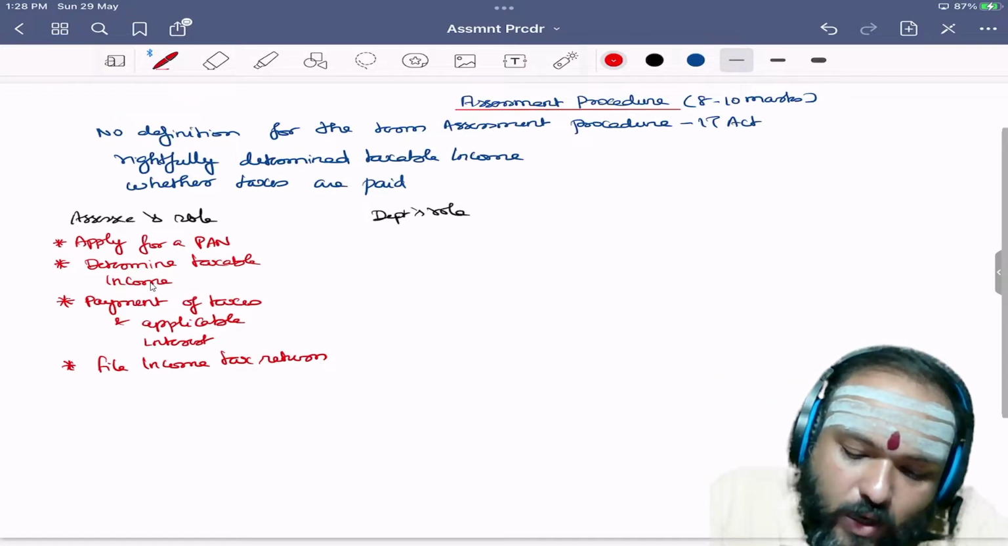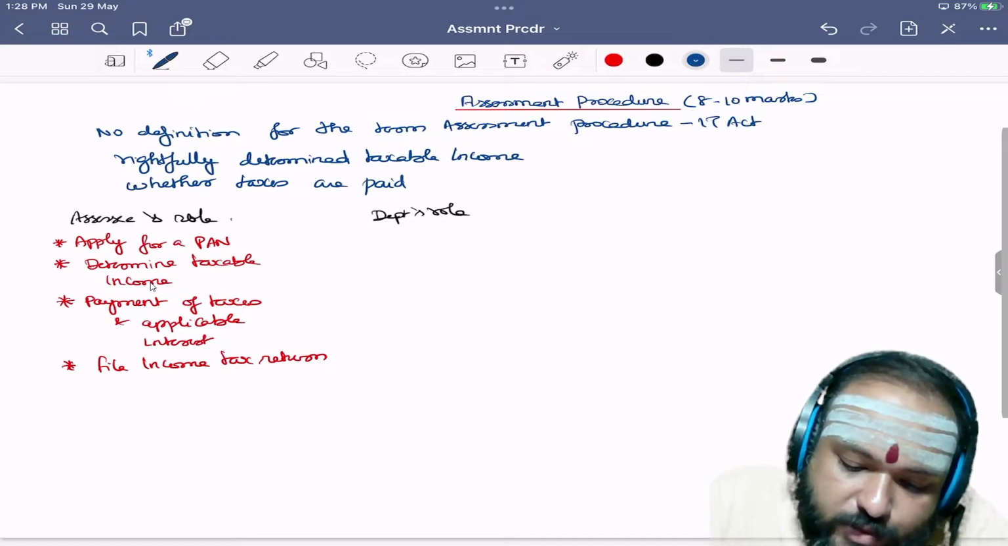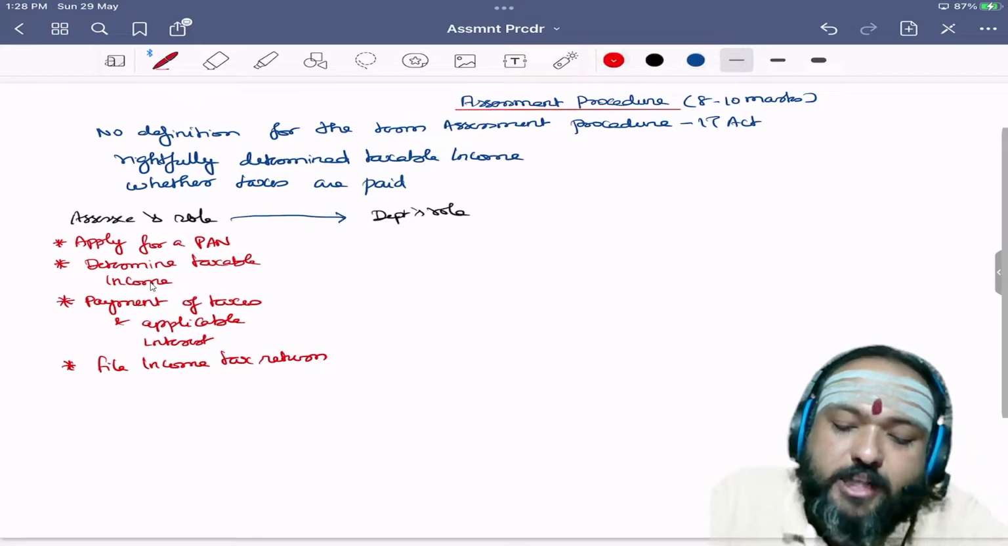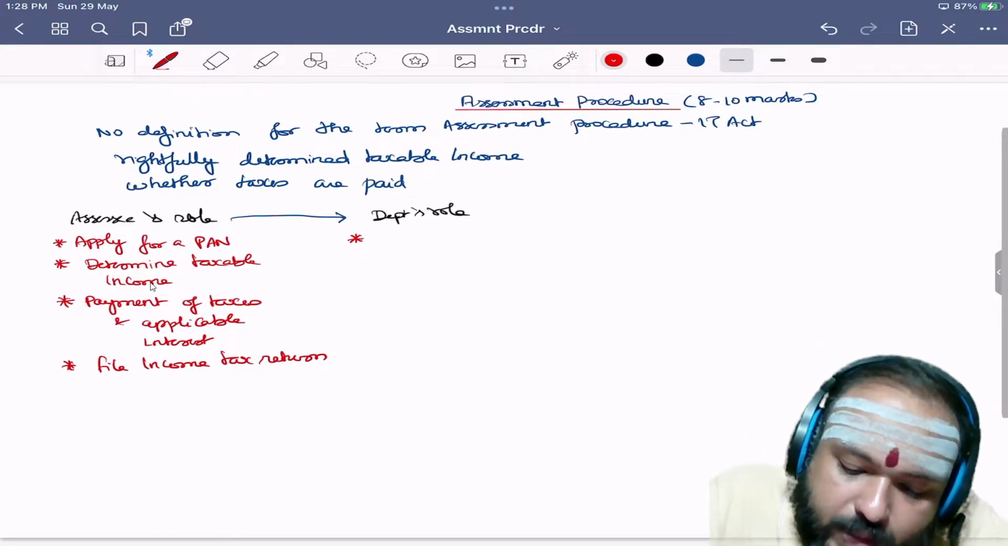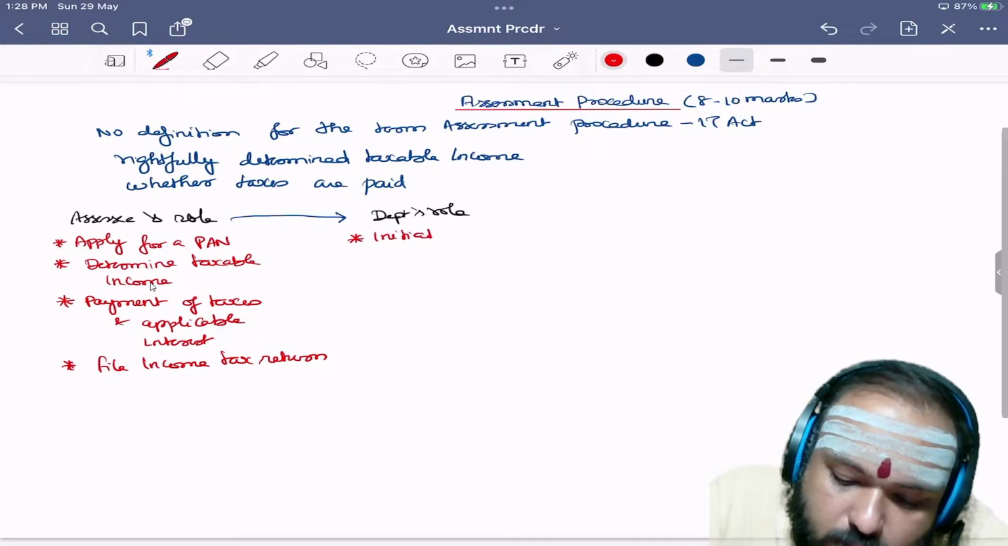Then the role now shifts. It now shifts to the department. From assessee, the responsibility now shifts to the department. What will the department do? They will initiate assessment proceedings.